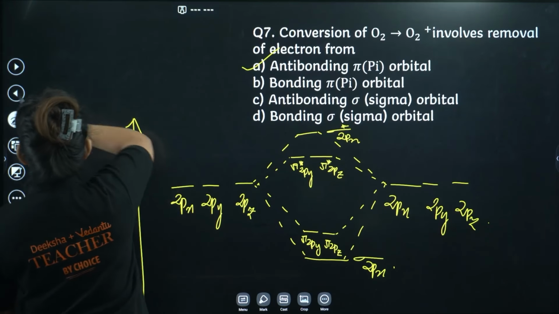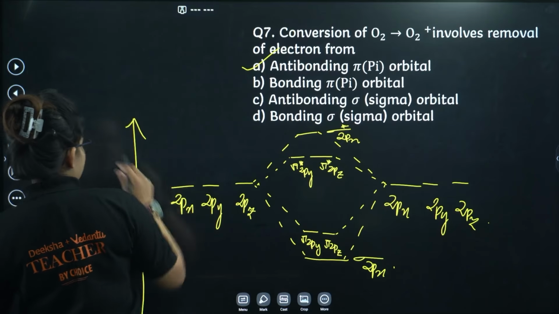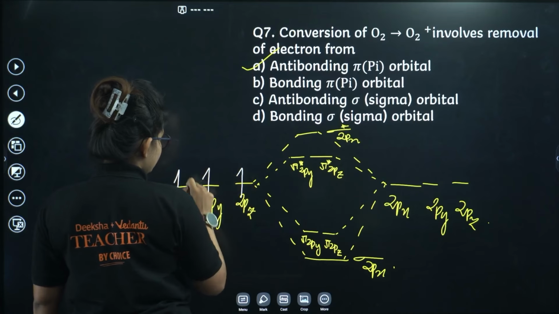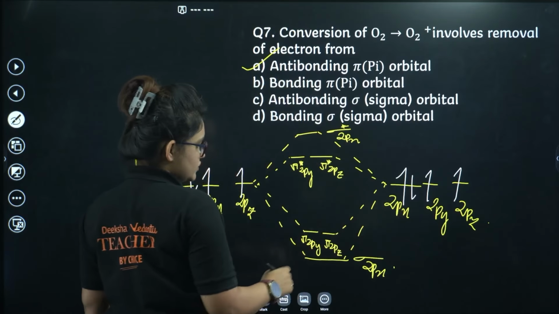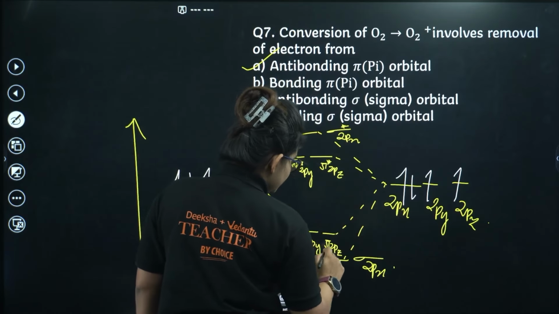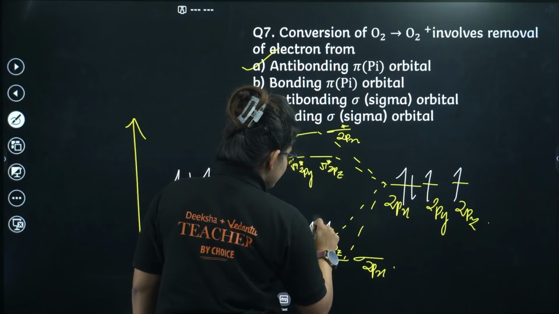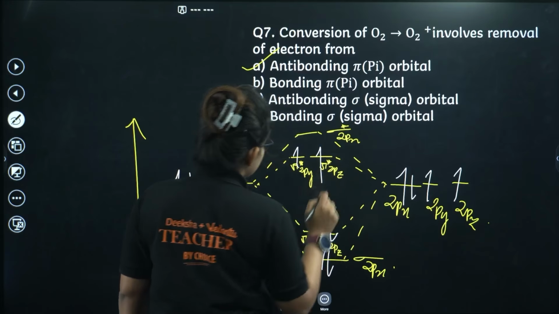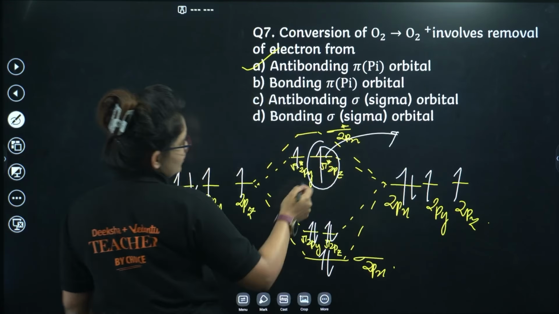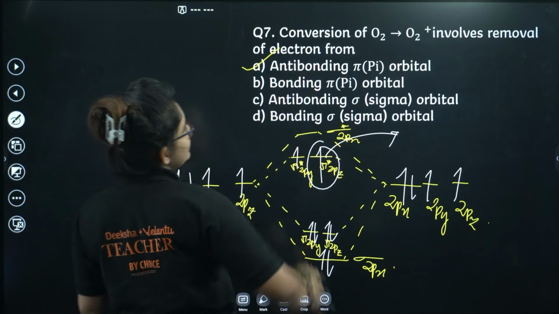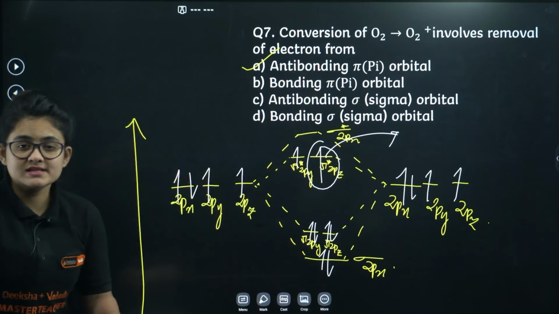So how many electrons are there? If I just put the electrons now, 1, 2, 3, 4. Here also 1, 2, 3, 4. So in accordance with Hund's rule, if I fill it, 1, 2, 3, 4, 5, 6, 7, 8. So if you want to remove one electron, you have to remove it from here. So what is this orbital? Anti-bonding pi orbital. I guess this thing is clear to you.